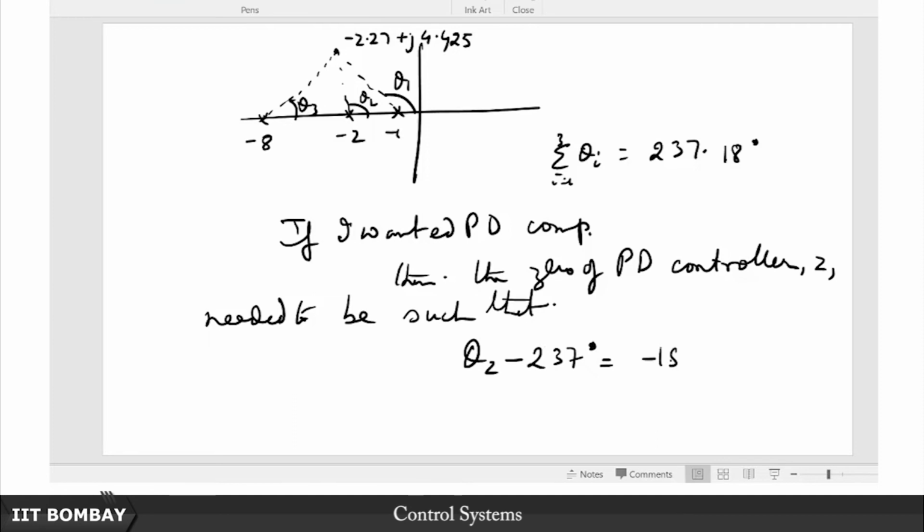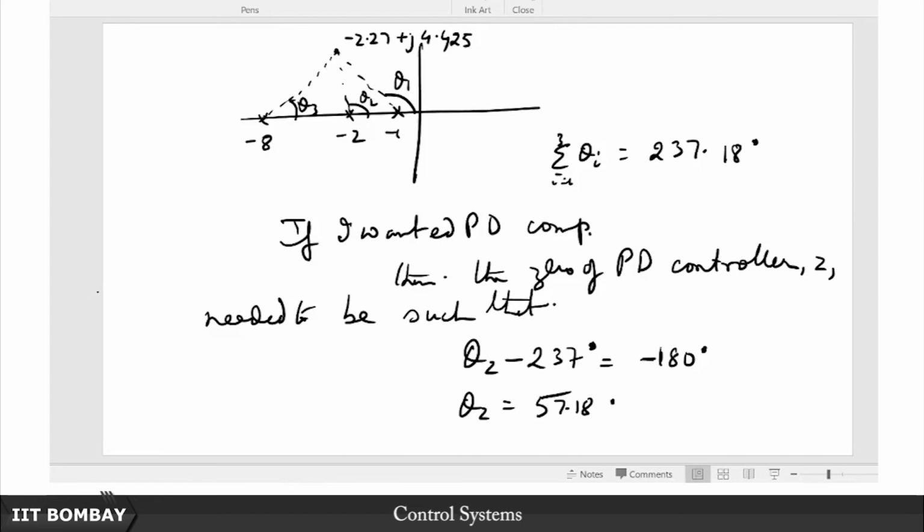So 237 degrees is equal to, let's say, minus 180 degrees, because this is the closest I could get. If you push this 237 to the other side, therefore theta z is equal to 57.18 degrees. So basically then I have to find the point from here that subtends 57.18 degrees, and that would be my PD controller.